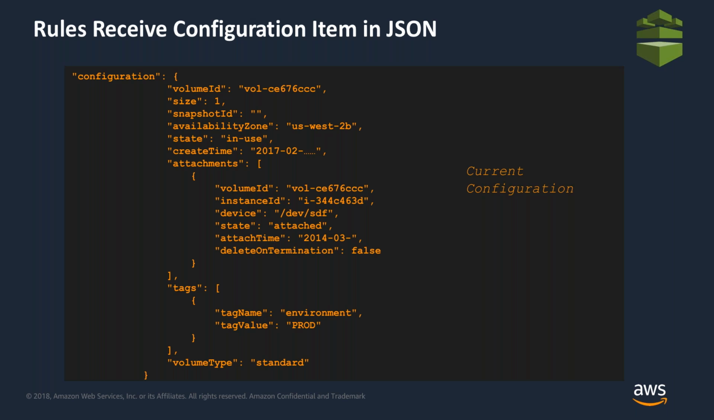A thing to note is that it's all in JSON. So if you're interested in a specific part of the configuration, you can extract that out. So for example, if you want to know the tag for this specific volume, you'd be able to extract the tag section of the configuration in the configuration item.